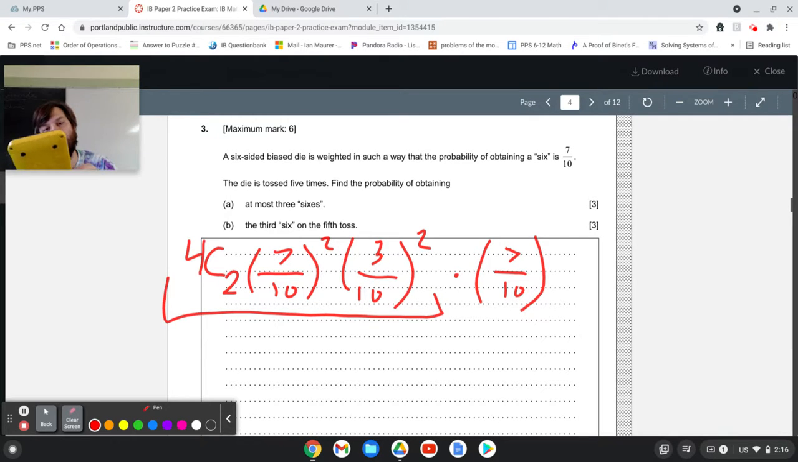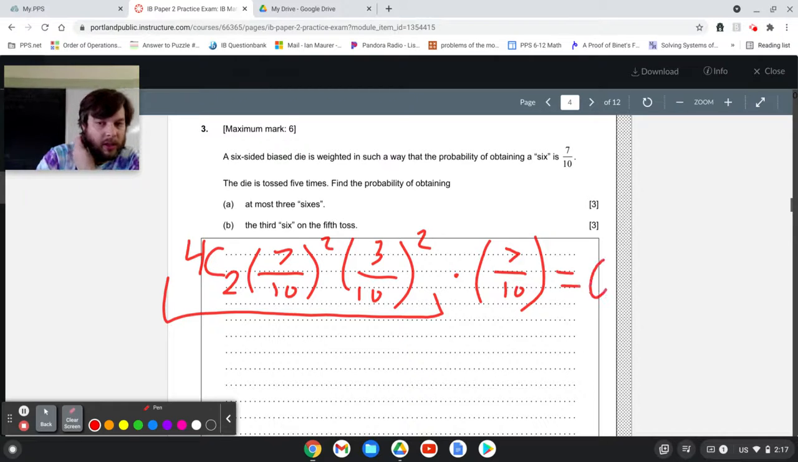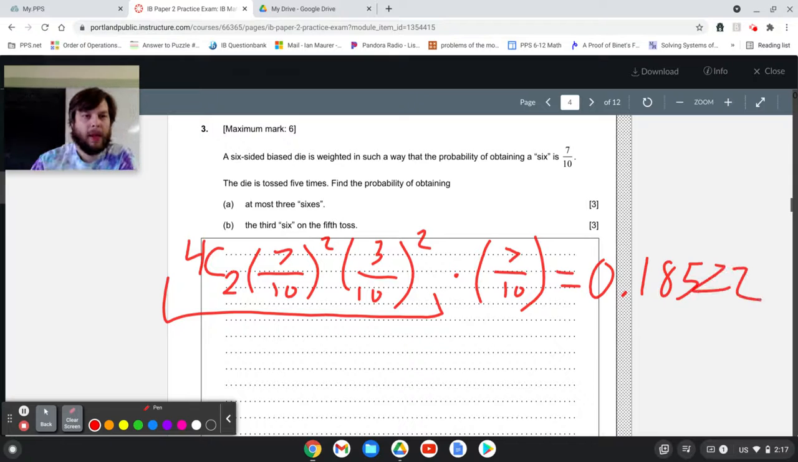And so typing that in: math, probability, option 3, 4 choose 2 times 7/10 to the second power times 3/10 to the second power times 7/10 again gives 0.18522. And that's it for that video.